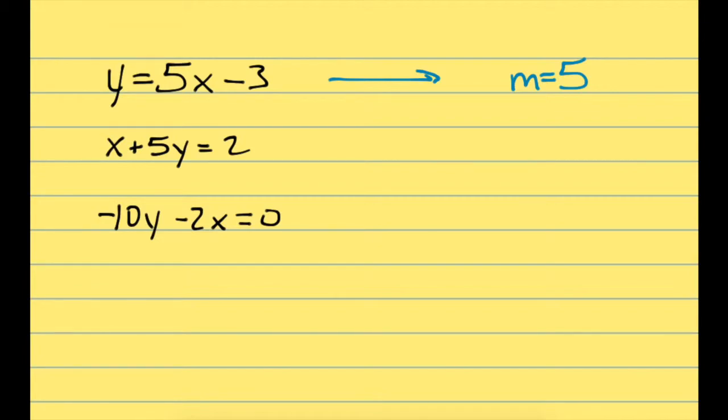The next one is not in slope-intercept form. In order to find slope-intercept form, we've got to solve for y. So we subtract x from both sides, and we get 5y equals -x plus 2. Then we divide by 5, which gives us y equals -1/5 x plus 2/5. So the slope of that line is -1/5.